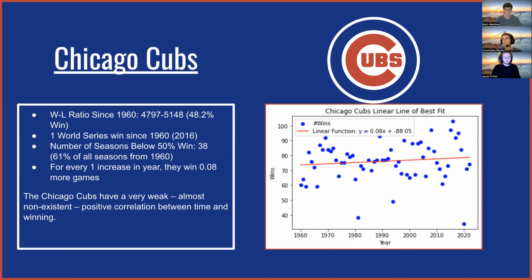And so what does the linear regression tell us? Well, it says that for every 1 year increase, they'll win 0.08 more games, meaning that the Chicago Cubs have a very weak, almost non-existent, positive correlation between time and winning.